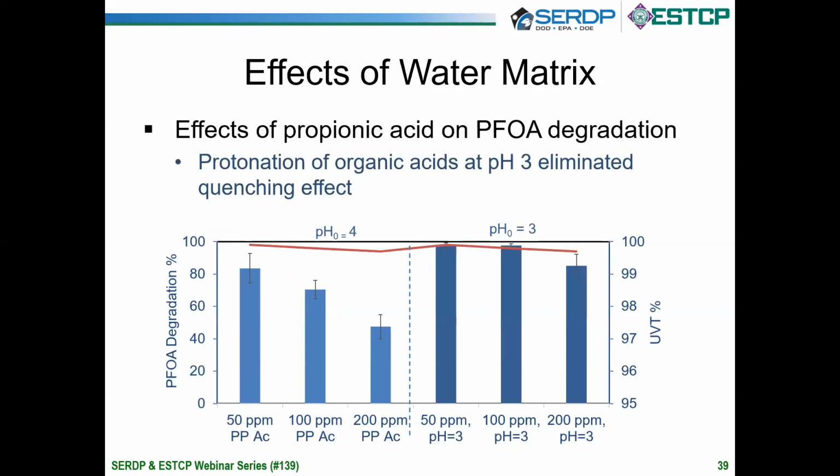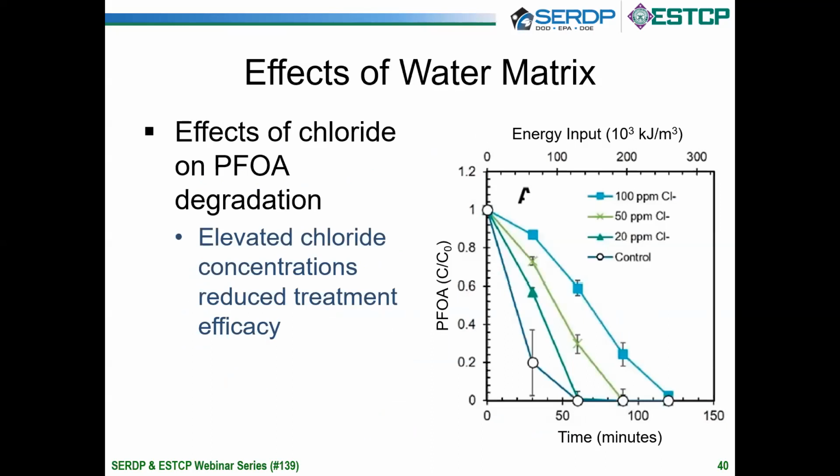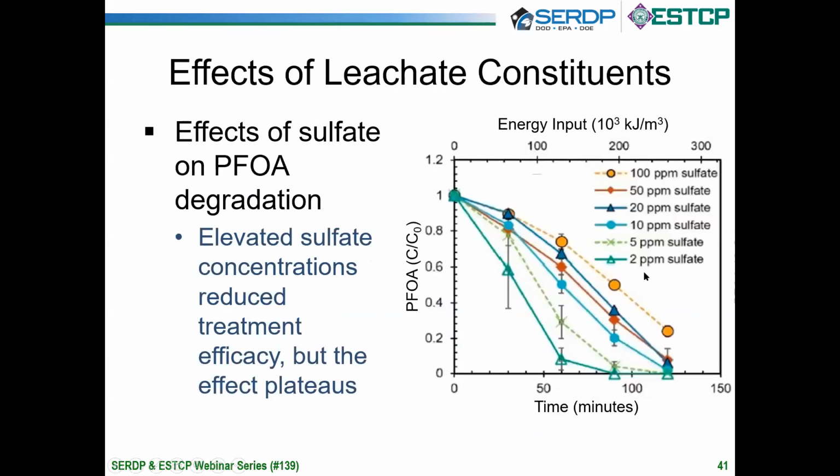The most problematic water constituent we found is chloride and also sulfate. Both of these, when present in high concentrations, result in slower and slower PFOA degradation kinetics. So if you're dealing with waters that have elevated chloride or sulfate, we should really consider whether photocatalysis is the best option for that. The chloride acts as a hole scavenger, whereas the sulfate acts to neutralize the positive surface charge of the catalyst. So we actually see a plateauing effect with sulfate addition.